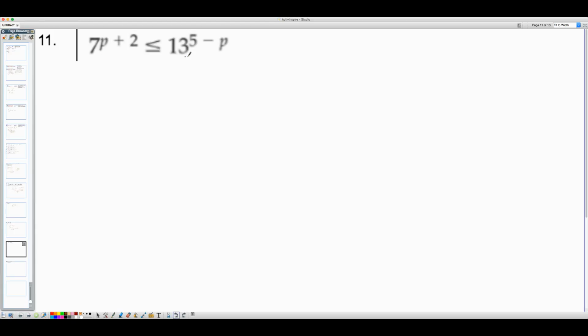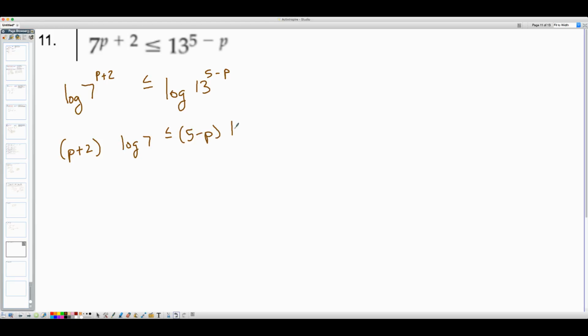Now, I've got two different things. How would you solve this? Well, it's got an exponent, and the exponent is where my variable is. I need to find this exponent. I could set this equal to each other and then later change it, but I don't think I'll bother with that. I'm going to take log of base 10 because I know on my calculator I've got log of base 10. So I'll take log of base 10 of 7 to the p plus 2 is less than or equal to log in base 10 of 13 to the 5 minus p. And I can move the exponent to the outside, so I have p plus 2 times log of 7 is less than or equal to 5 minus p times the log of 13.